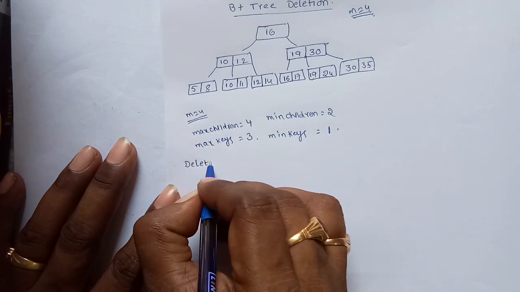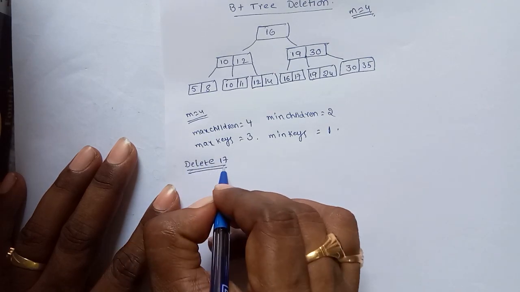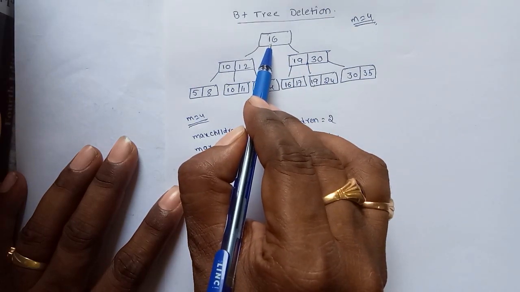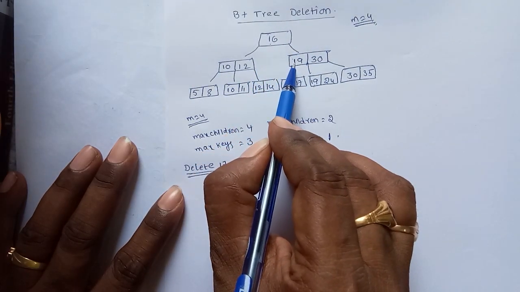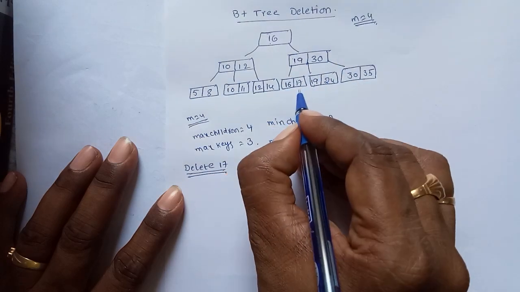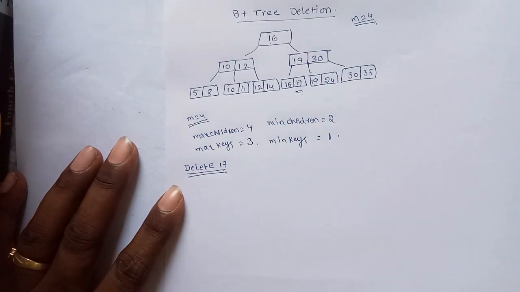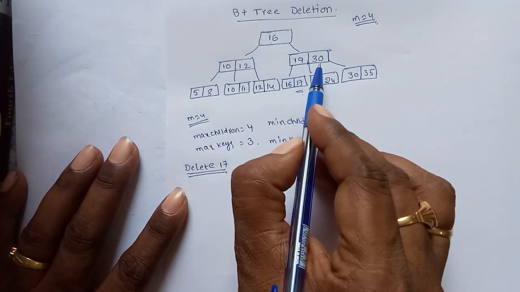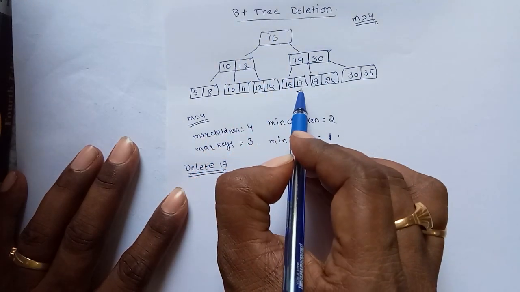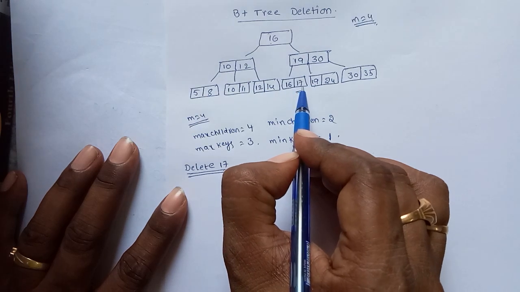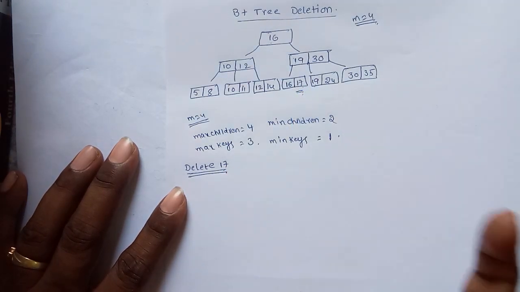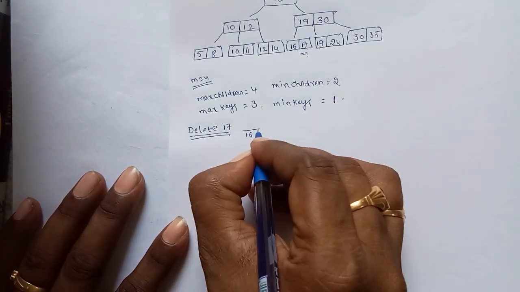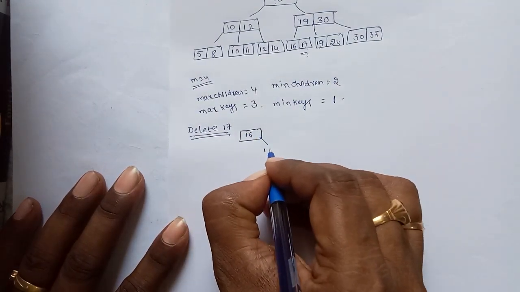First delete 17. Check 17 is greater than 16 and 17 is less than 19, so move to this node. Yes, here 17 is present. Check whether 17 is present in the index level or not. No, 17 is present only in the data level. So we simply remove 17.